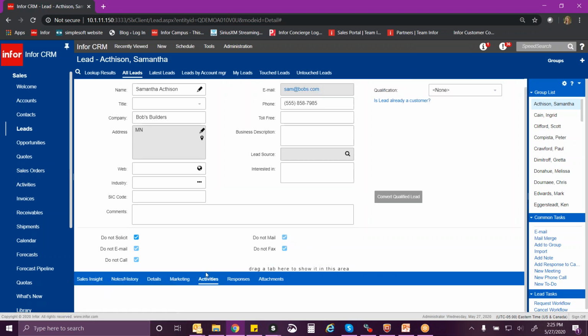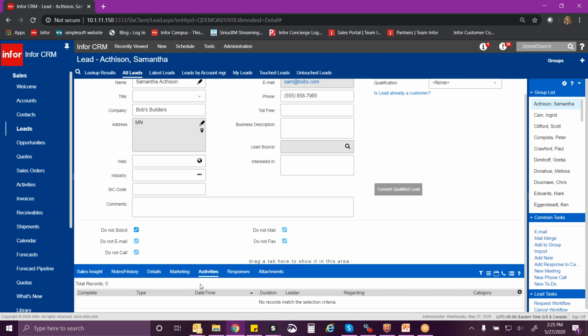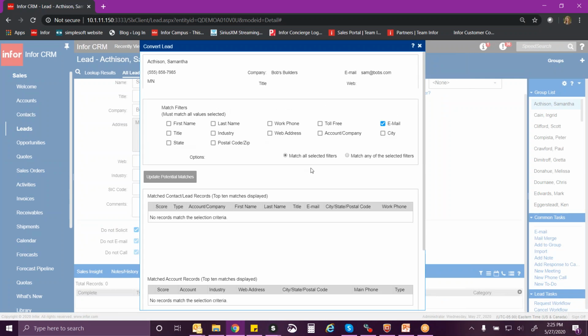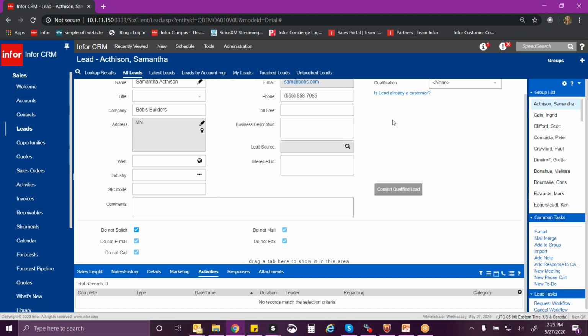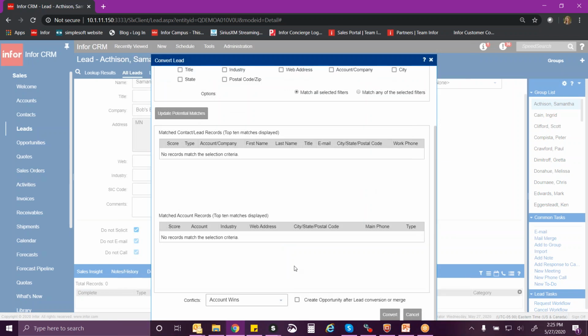You can schedule your activities right from here, so follow-up phone calls and meetings. And when it is ready, let's see, Samantha is ready for an actual quote. You just convert her with this button here. You check for your duplicate accounts, and then you hit convert, and it will move Samantha out of leads over to the account side. And what's nice is you can actually click right here to create an opportunity as soon as you convert it. So the sales team can convert, and they're already starting their opportunity on the other side. That makes it faster for them as well.